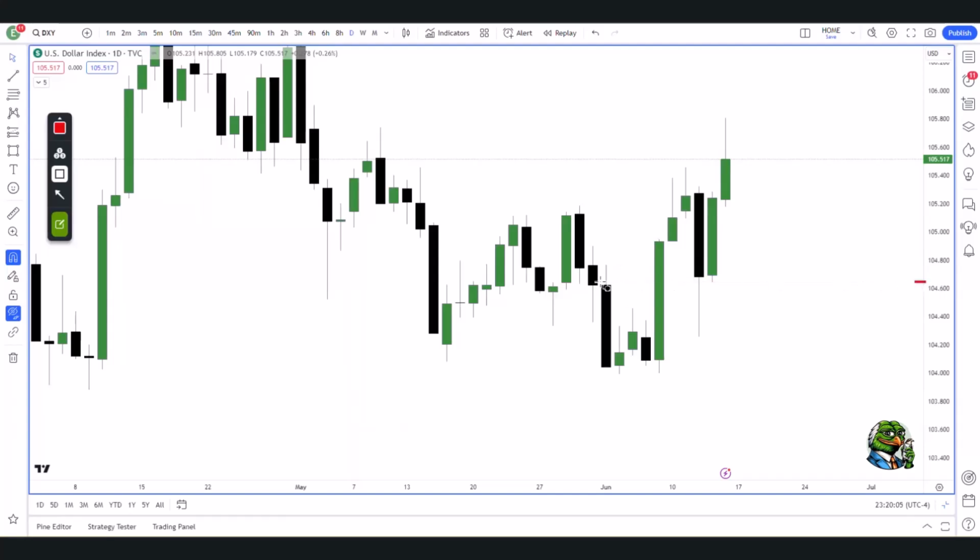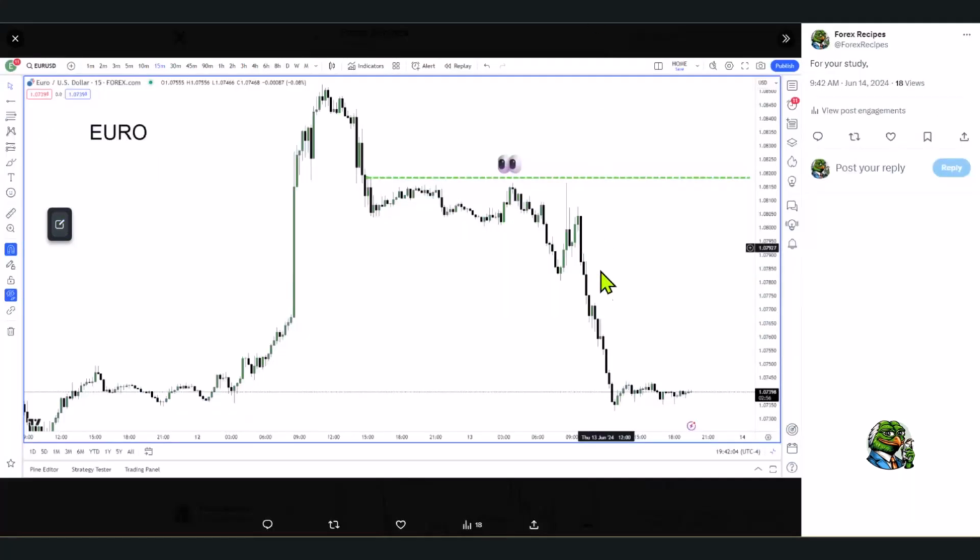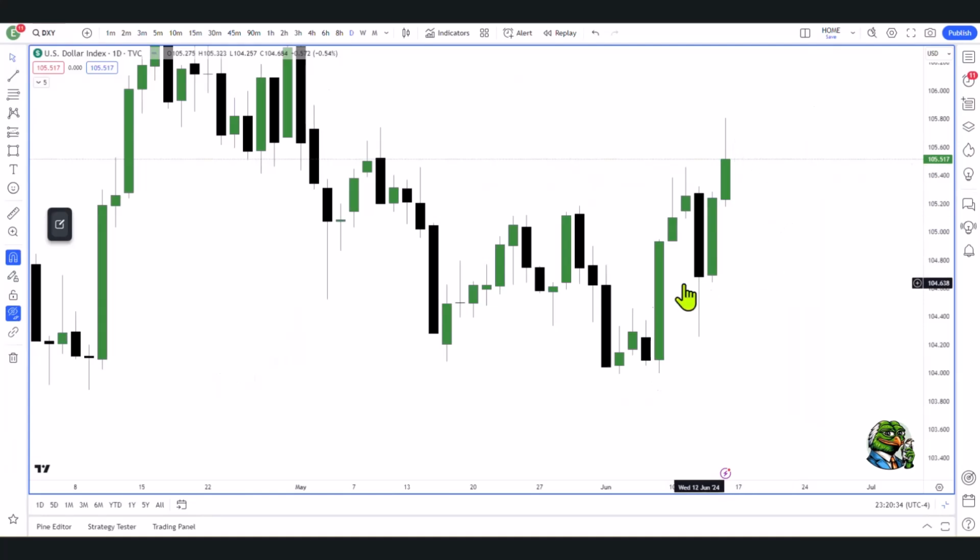If that's true, we do get a pullback in DXY, then that means we are back below Thursday's low on the dollar index, which would mean on the Euro, as per my Twitter post, we are above Thursday's highs, where I have identified some equal highs. So that's yet to be seen. We've gone a lot lower than when I posted this chart, but I still see those Thursday highs on Euro as important, and that may be why we need a pullback on the dollar index.